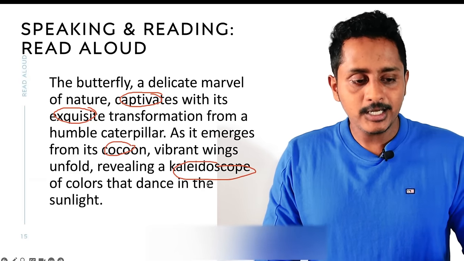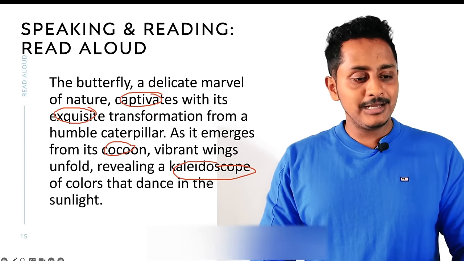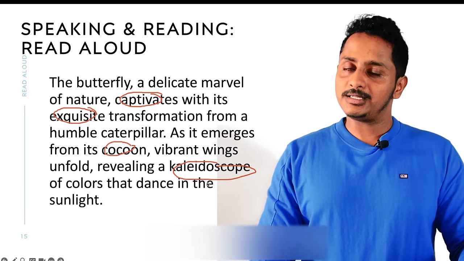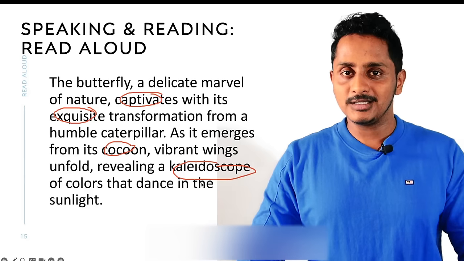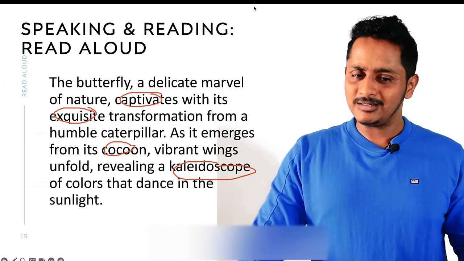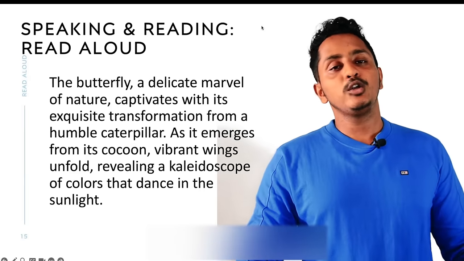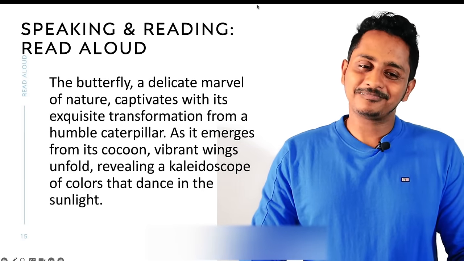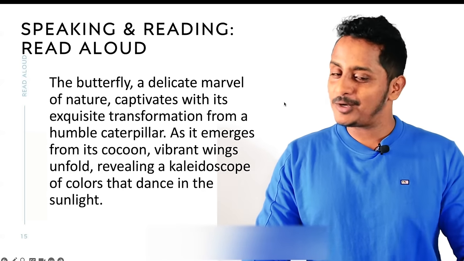The butterfly, delicate marvel of nature with its transformation from a humble caterpillar. As it emerges from its vibrant wings unfold, revealing colors that dance in the sunlight. That's all. If you just are fluent, you get full marks. If you don't want to skip the words, it doesn't matter. You can speak those words as well. But if you fumble, you're going to lose a lot of marks. 2-3 fumbles will cost you 4-5 marks. Remember this. Don't speak slow. Don't speak fast. Just go at a natural speed. That's all for read aloud.